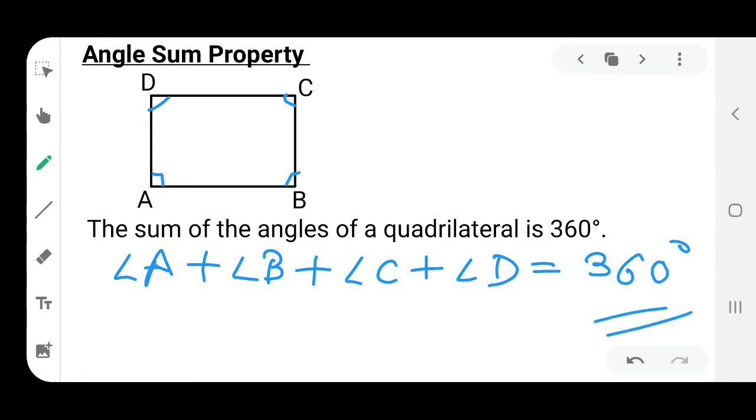So this is what is written in statement form, and here we wrote it in numerical form. This is what is called the angle sum property. The sum of the angles of a quadrilateral is equal to 360 degrees. This will be useful while solving sums, so remember these points.